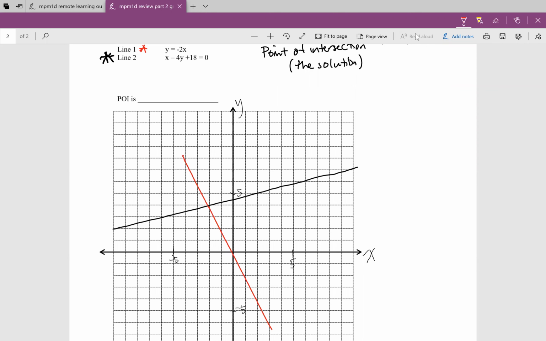A lot of you can tell the point of intersection, or the solution to this, and I'll draw hopefully a big orange dot, is right there. And all you have to do is read those coordinates. The coordinates happen to be negative 2, comma 4. That means this point, negative 2, 4, is the solution for the first line and for the second line.